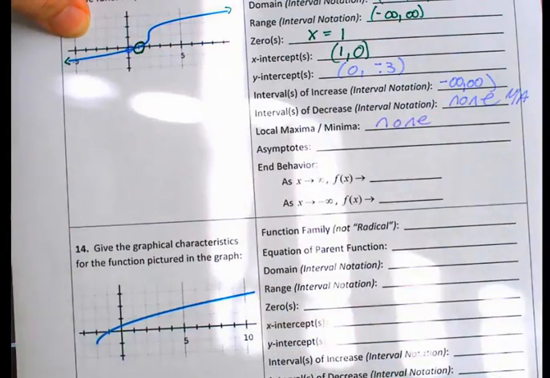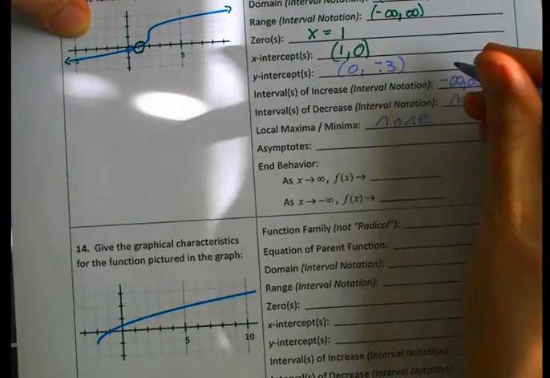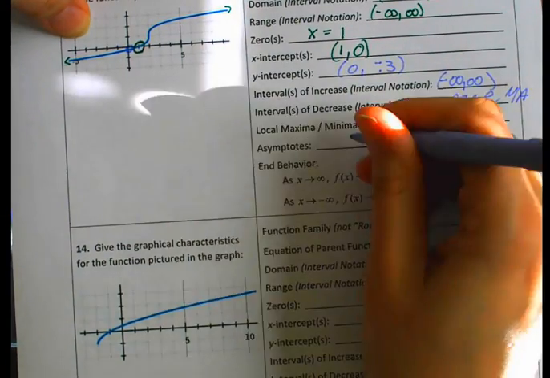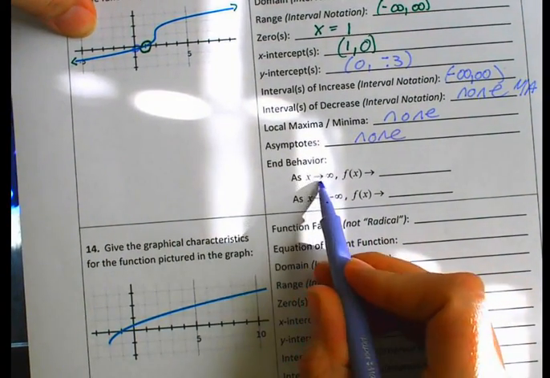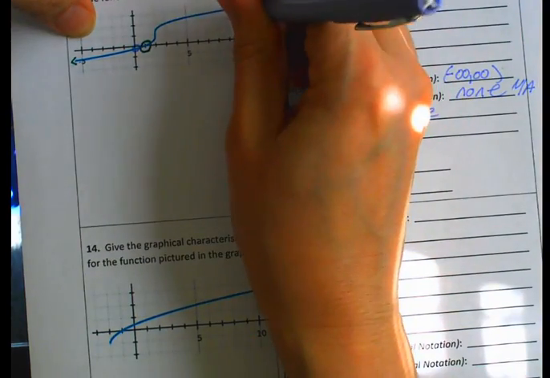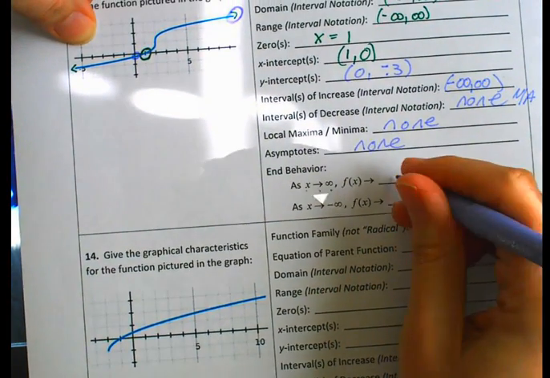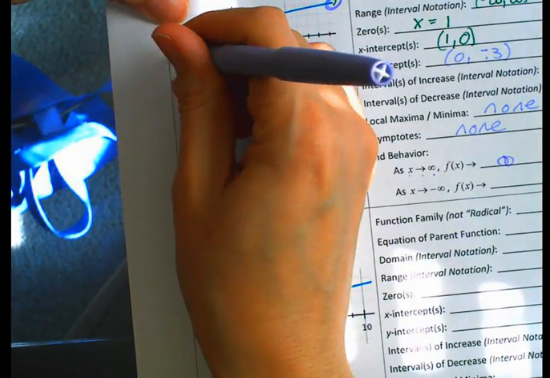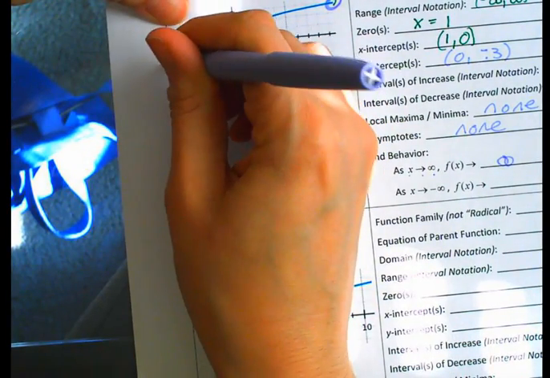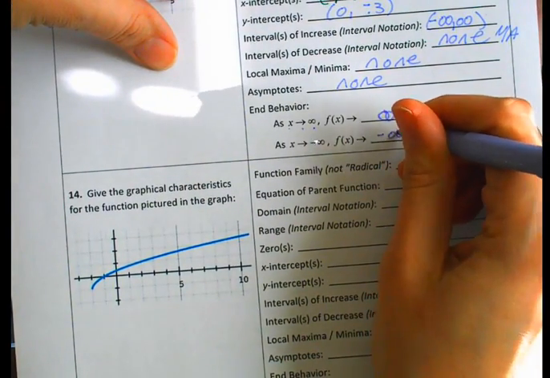Remember, we define maximum as a turning point where it goes from increasing to decreasing or decreasing to increasing. It's increasing the entire way. Asymptotes, no, there's none of those. And end behavior. So as x approaches infinity, where is f of x or y going? That's going to infinity. And then as x approaches -infinity, where is y going? It's going down, so it's going to -infinity.